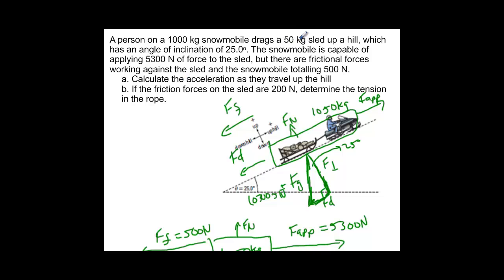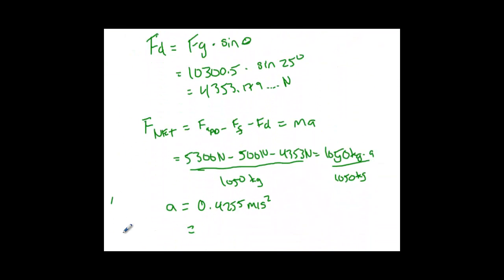Okay, it looks like you only get 2, this 50 kilograms right here, but when we added it to the 1,000 kilograms, we actually used a number of 1050, which actually still had 4 sig digs. Like when we did 1,000 plus 50, it gave us 1050. So we do have 4 sig digs there. So it looks like my limiting number is 25.0 degrees. So I get 3 sig digs. So I'm going to go with 0.426 meters per second squared.